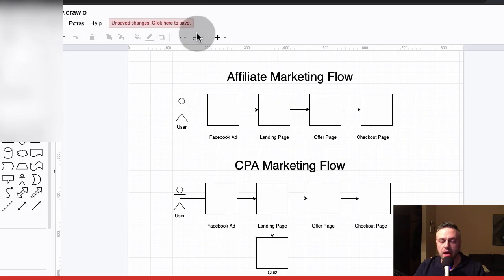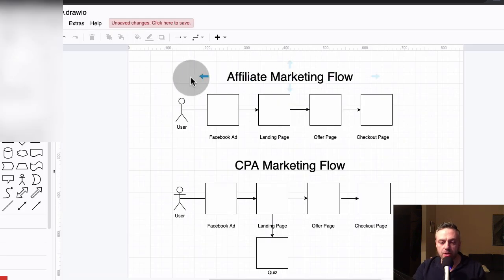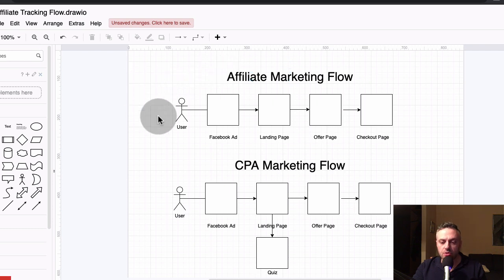So here we have a diagram. We have the regular affiliate marketing flow, right? The user clicks on the Facebook ad, they go to the landing page, they go to the offer page, and they go to the checkout page. And this is how it works when you have an equal amount of benefit and the amount of work they have to do. So if they're buying a product, you don't need to qualify them, right? Because, well, they're going to give you money, and they're going to get the product in exchange.